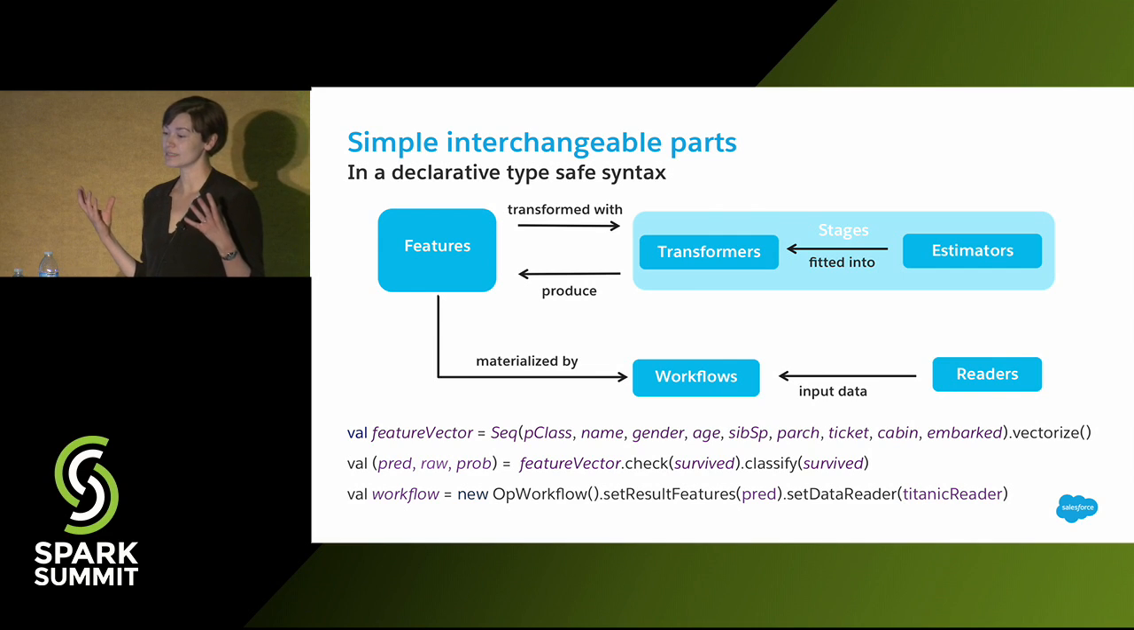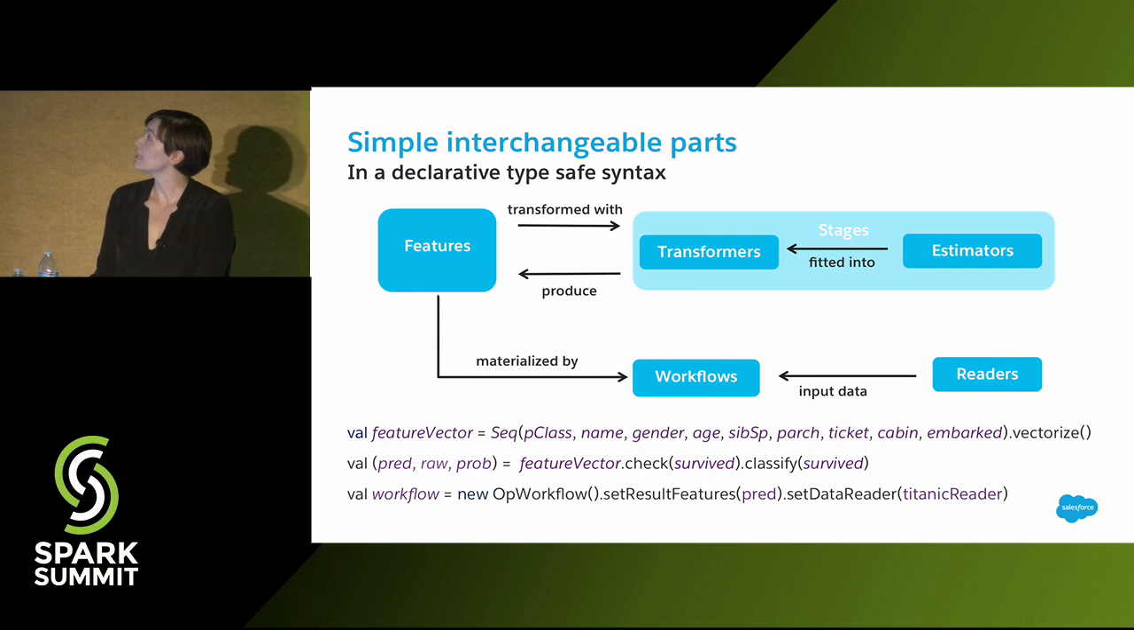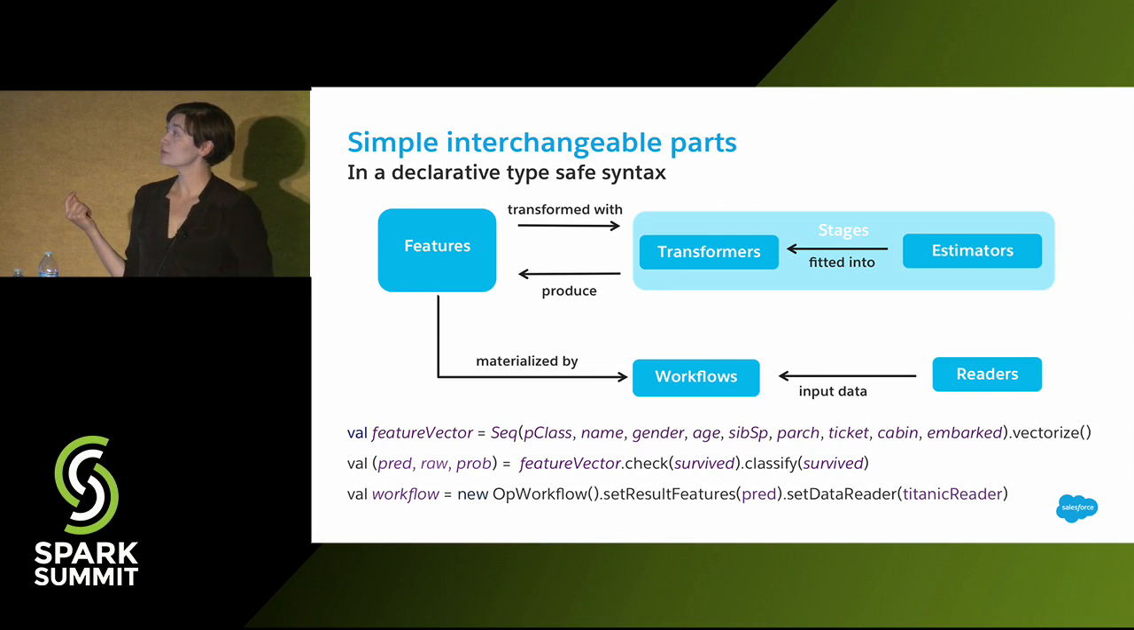So our abstraction looks something like this. Essentially, we have these pieces. We have estimators and transformers, which are just stages. So again, these are like the Spark estimators and transformers. Basically, these estimators and transformers produce features, which can be transformed by stages, which again produce features. And you go ahead and do this until you've got the features you want, and then you materialize it with a workflow. The workflow knows where to get the data because you pass it in a reader.